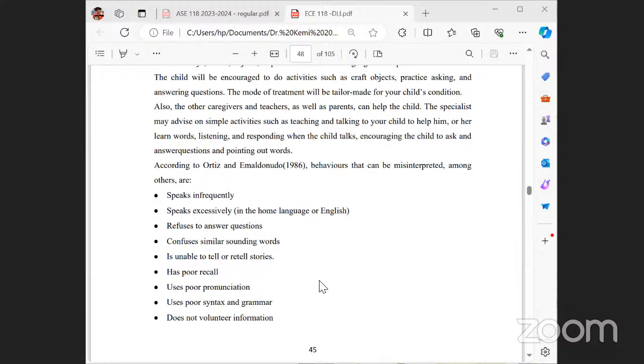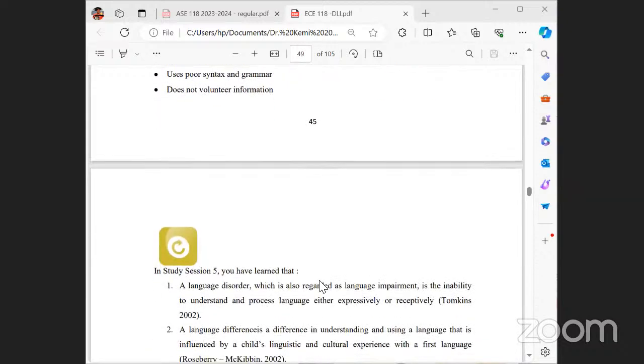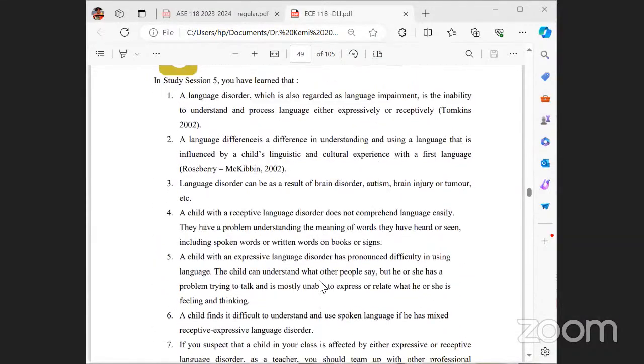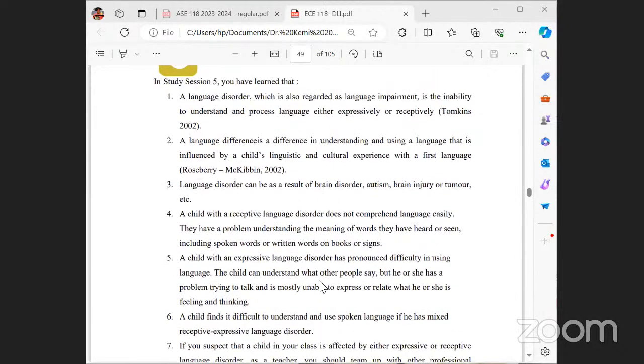Not all the children that exhibit the following behaviors are actually suffering from language disorder. So, specialists may advise on simple activities to help the child. And specialists may advise you as educators to guide the child and encourage the child in answering questions and pointing out words. These are the ways you as educators can come in to assist the child suffering from language disorder in collaboration with professionals.